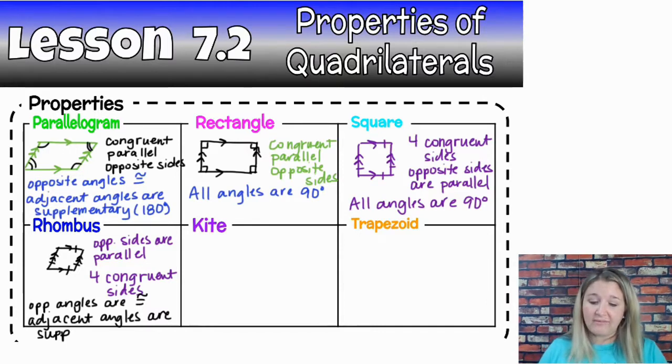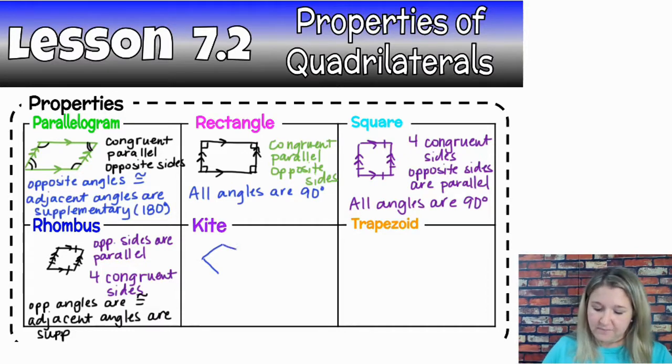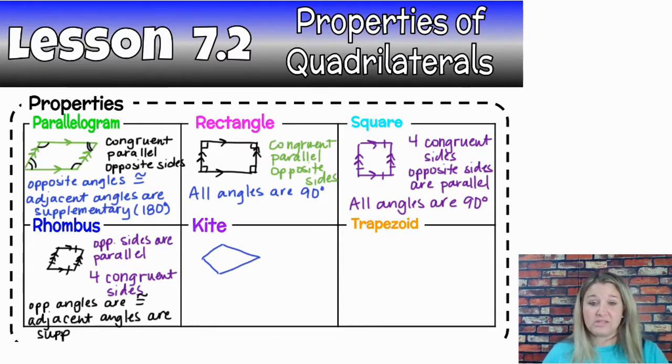All right, now we have a kite. With a kite, we are going to have adjacent sides that are going to be congruent this time, instead of opposite sides. So here and here. So this is a kite. This side is going to be equal to this side, and this is equal to this side as well. So we have, I'll say, two pairs of congruent sides.